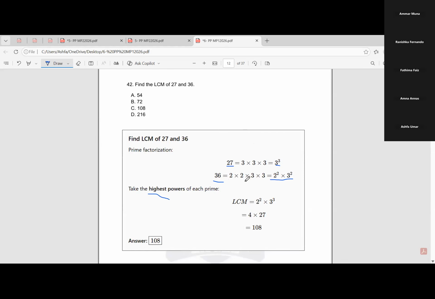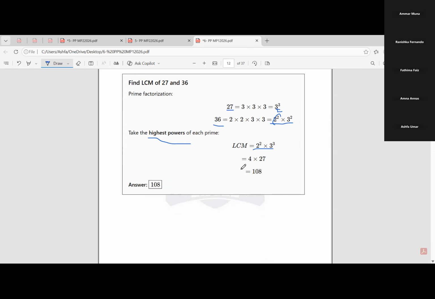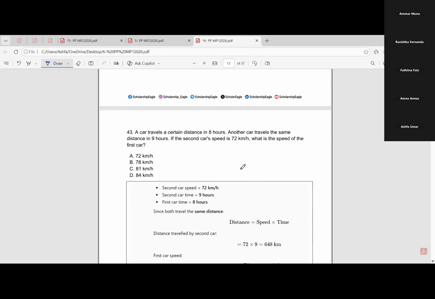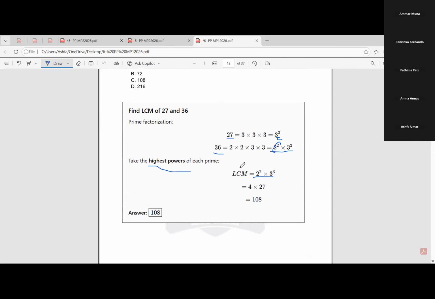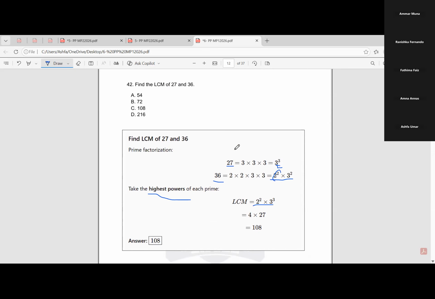Then take the highest power of each prime. Here 3 to the power 3 is the highest for 3, and then 2 to the power 2. So you get the answer. LCM is always the highest power of the prime factors and HCF is the lowest common power. So don't confuse these two.